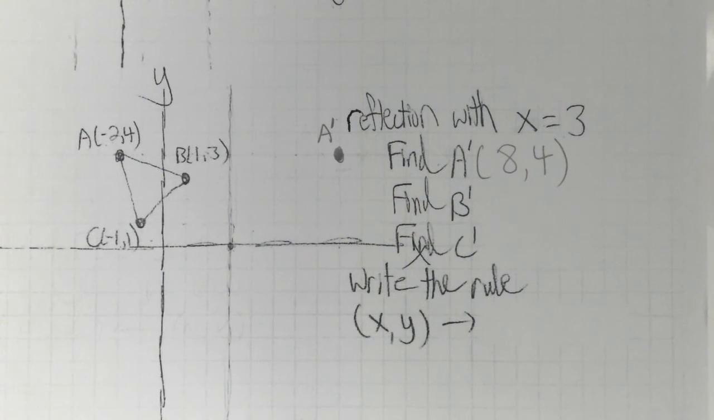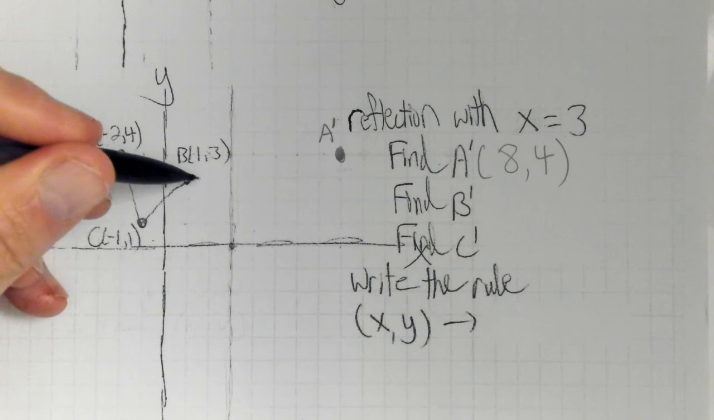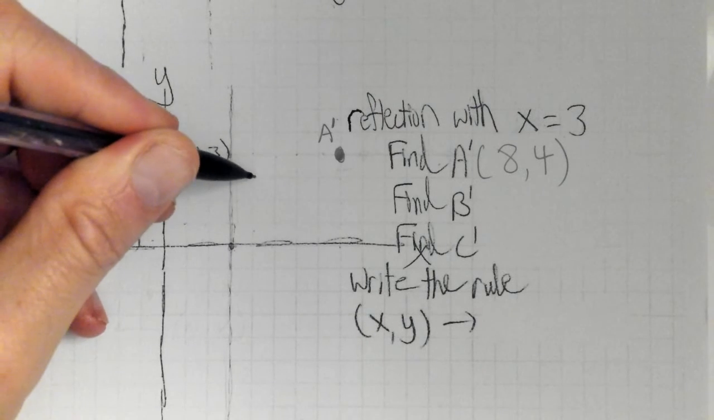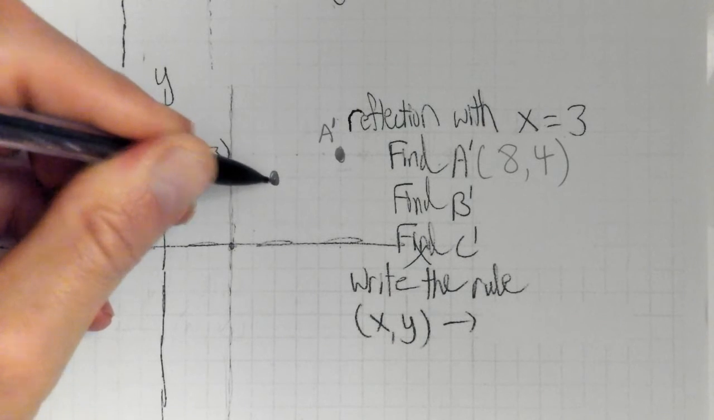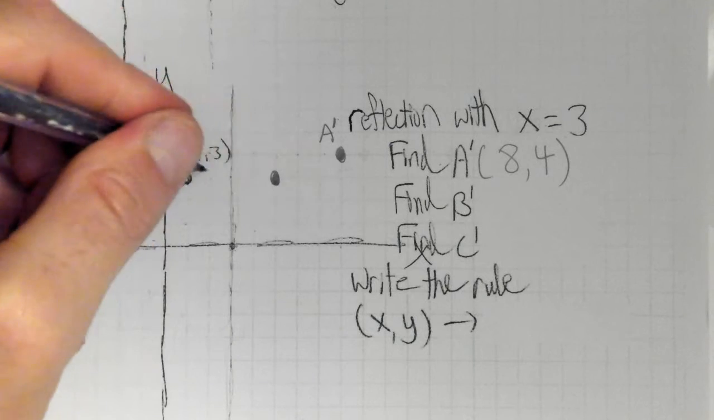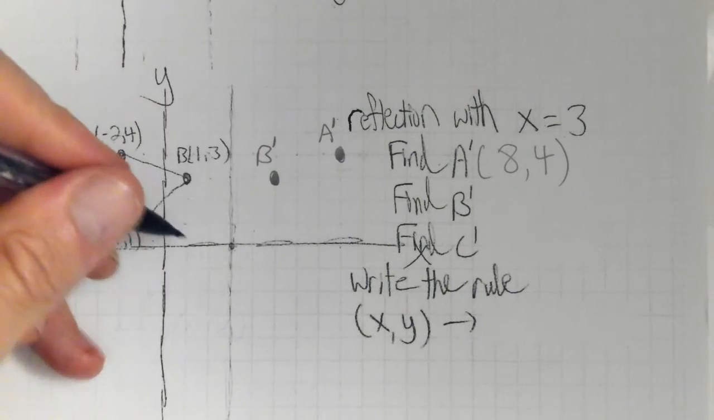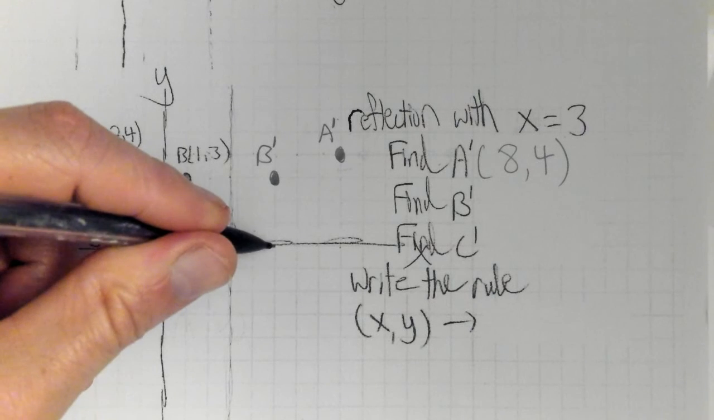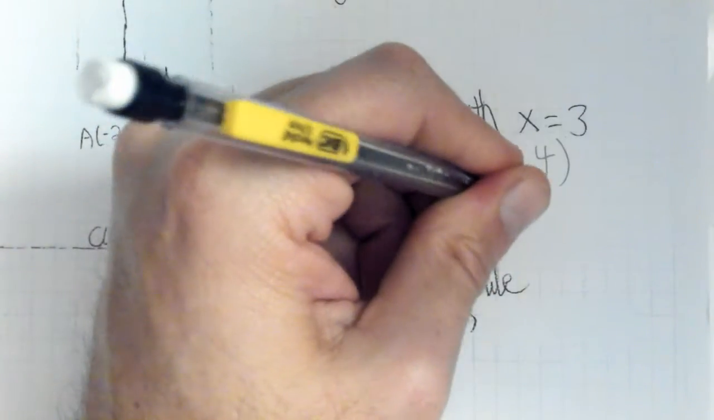Alright, so what about B prime? B is here. How far away is it from the line of reflection? 1, 2. So my B prime is going to be 1, 2 in the opposite direction. Remember, however far away the pre-image is, that's how far away the image, or the reflected point, is going to be. There's B prime. We can get its coordinates now as well. Over 1, 2, 3, 4, 5, up 1, 2, 3. So 5, 3 is B prime.